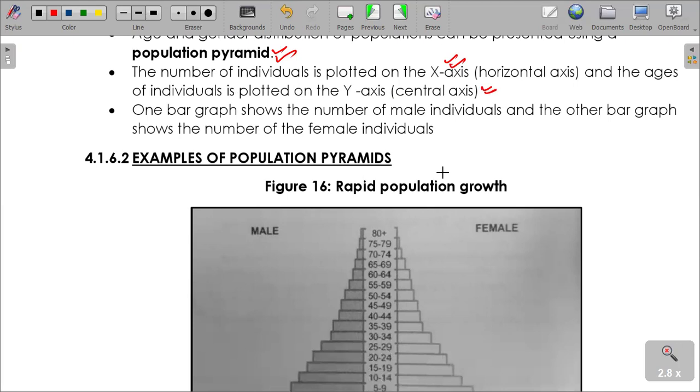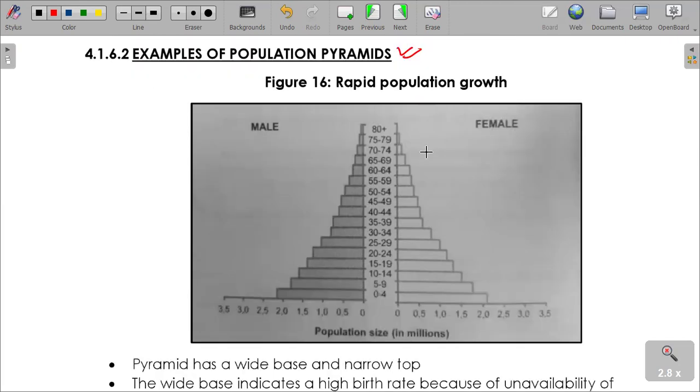One bar shows the number of male individuals, and the other bar shows the number of female individuals. So an example of a population pyramid is just like this one, which shows rapid population growth. How do we account for that? How do we say that?